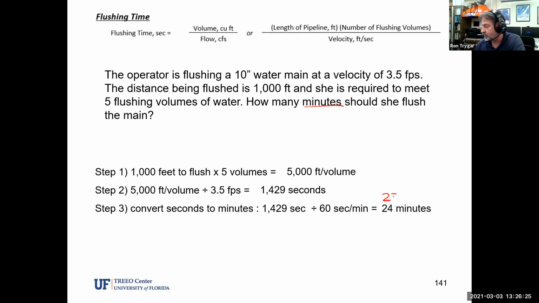This is what answer I have. 23.8 minutes. And I would say that just round that up to 24, and you will have moved the right amount of water volumes through that water main at 3.5 feet per second. So that's how many minutes we would flush. Pretty straightforward.